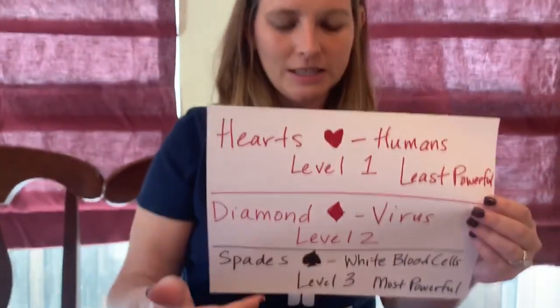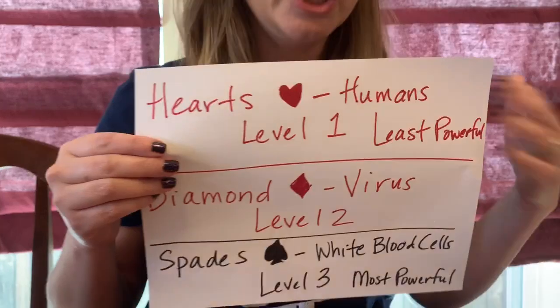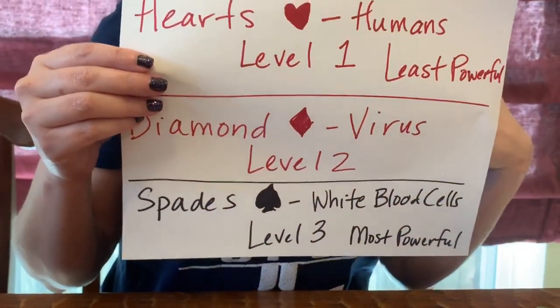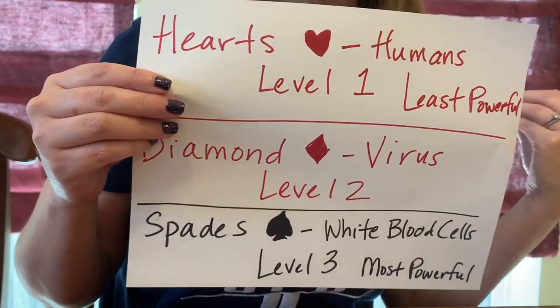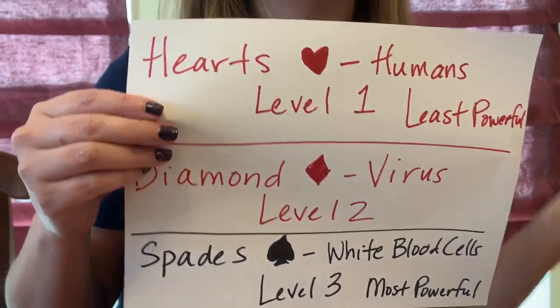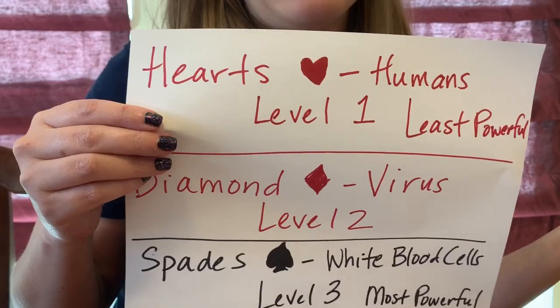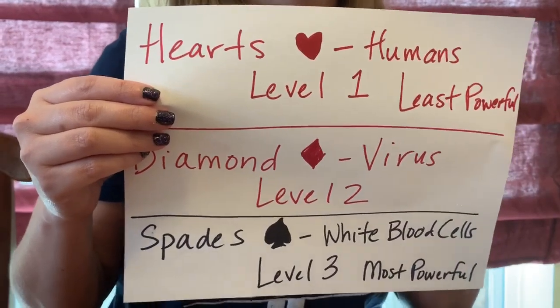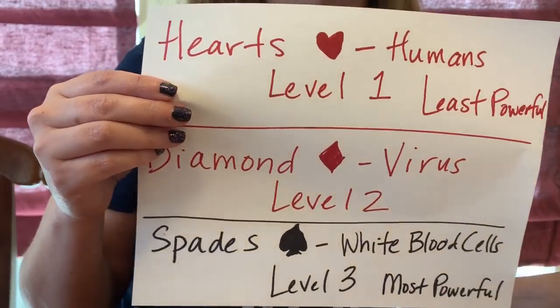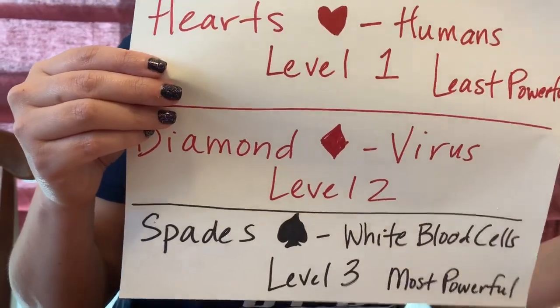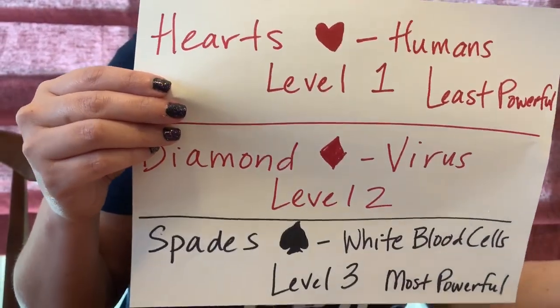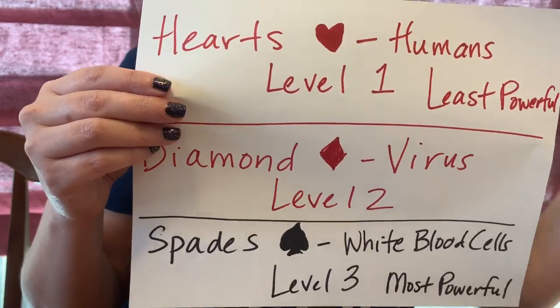So we have the 3 different levels: hearts, diamonds, and spades. And you play like a war style. And if you play the same suit, then whatever the number is matters. And for this, ace is the most powerful. So it goes 2, 3, 4, 5, 6, 7, 8, 9, 10, jacks, queens, kings, ace.